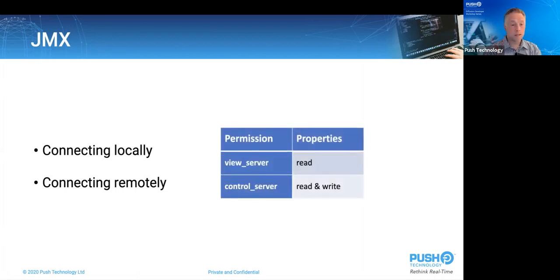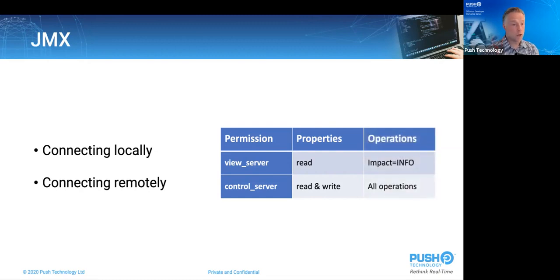A principal needs the view server permission to read mbean properties and the control server permission to change a read-write permission. Intuitively, the control server permission lets you call any operation, though holding only view server, you can only call operations that have an impact of info. So you can only call operations where the results are nil.